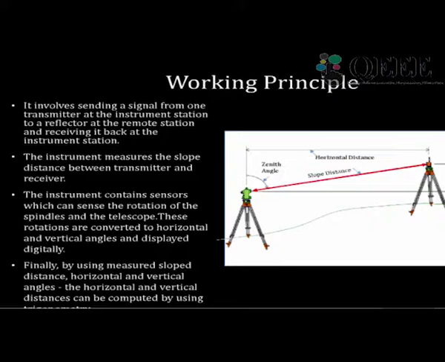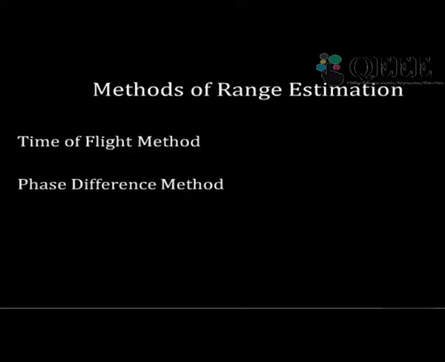As I said, the working principle involves distance measurement, so we will see the different methods of range estimation. Range estimation and distance measurement are the same. There are generally two methods to find the distance between two targets using electromagnetic principles: the time of flight method and the phase difference method. Each has its own advantages and disadvantages. The time required for measurements and the maximum distance between objects are controlled by these methods. We will see them one by one.